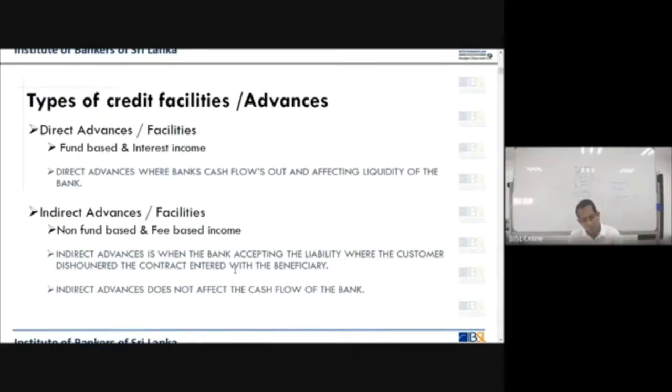So on indirect facilities, what the bank will get is the fee income. We will charge a commission. Whereas on direct facilities, we earn interest. On indirect facilities, we don't earn interest, we earn fee income, right? Those are the two types of facilities.